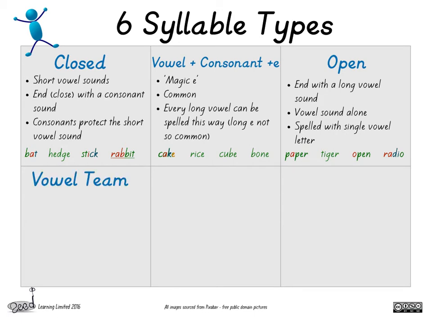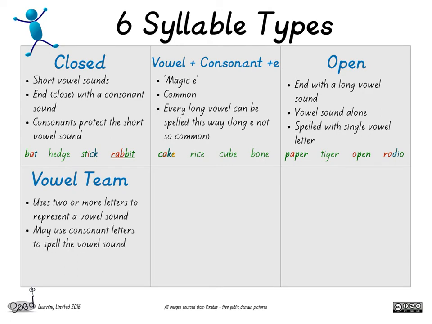Next are the vowel team syllables. A vowel team uses two or more letters next to each other to represent a vowel sound. Many vowel teams also use consonant letters. Here are some examples. Cloud, lawn, spray, night. Notice the teams of letters working together to spell the vowel sound.